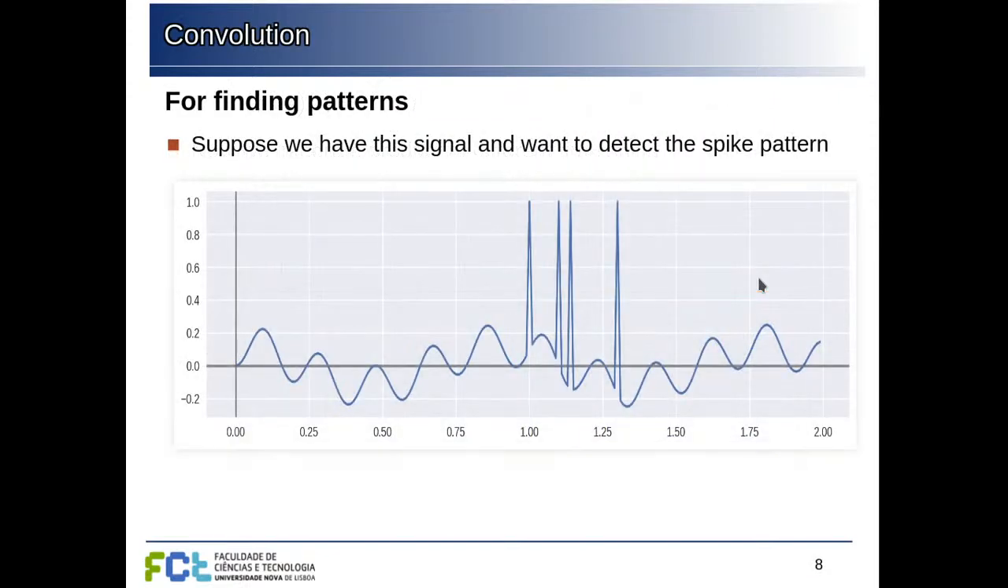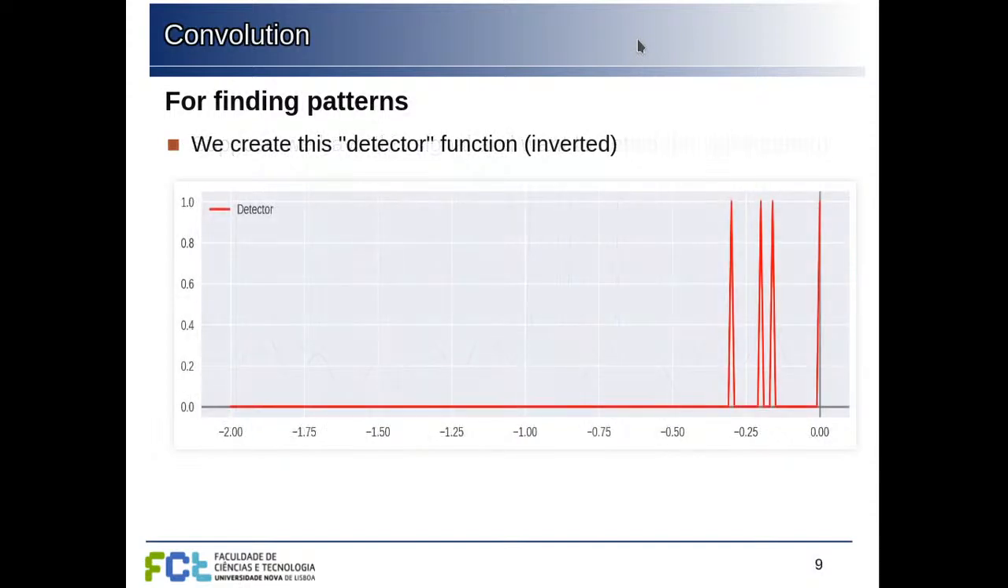But we can think about this in reverse. Suppose that we have this strange signal that we read from some, say, radio transmitter, and we want to detect this particular pattern of spikes that occurs inside the signal. What we can do with a convolution is create a detector function. So basically it's the same pattern but inverted on the x-axis here.